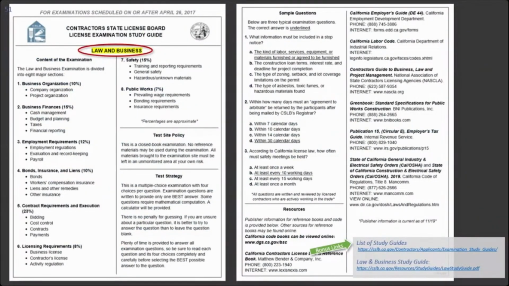Here's a quick look at two of those study guides. The first is the Law and Business exam, which all qualifiers must take no matter which license classification, including the D-Series limited class. You can see the guide contains a breakdown of examination topics, some test strategies, sample questions, and some resources that were used to help create the exam.